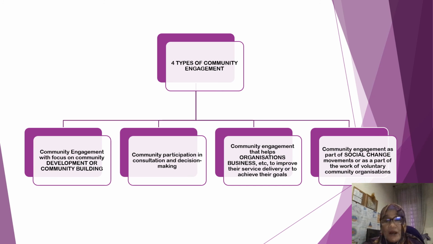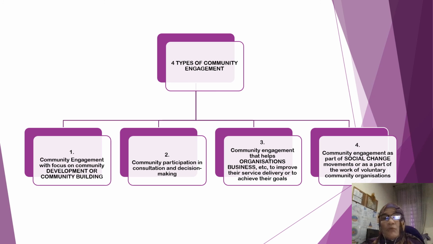Number one, community engagement with focus on community development or community building. Number two, community participation in consultation and decision making. Number three, community engagement that helps organizations and businesses improve their service delivery or achieve their goals. And number four, community engagement as part of social change movements or as part of the work of voluntary community organizations. Let's go one by one.